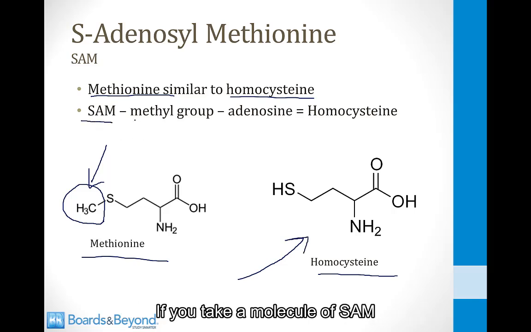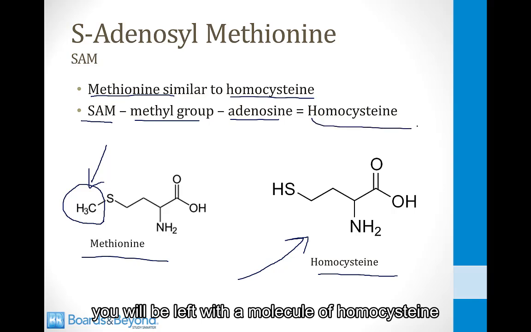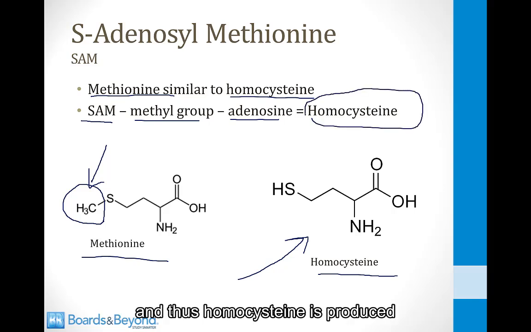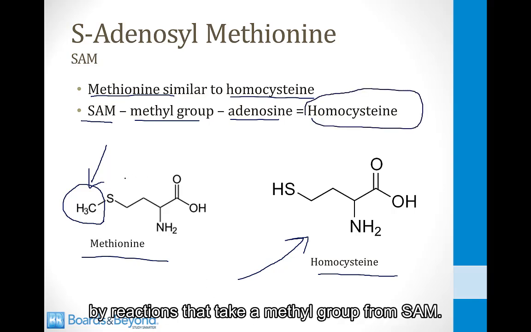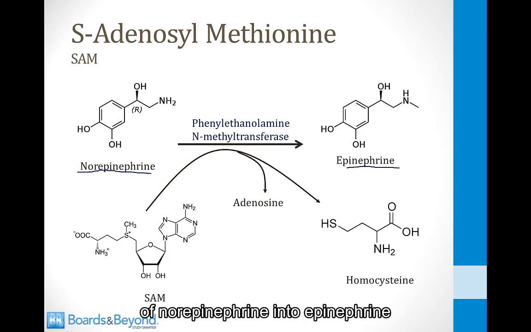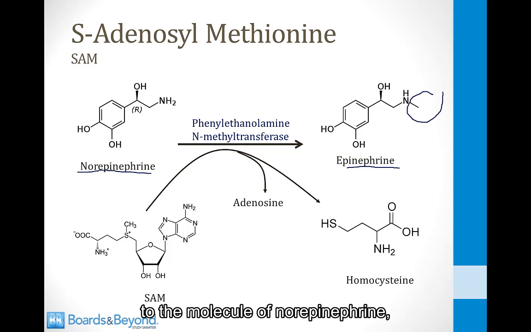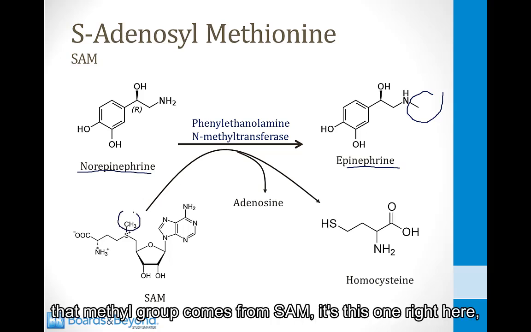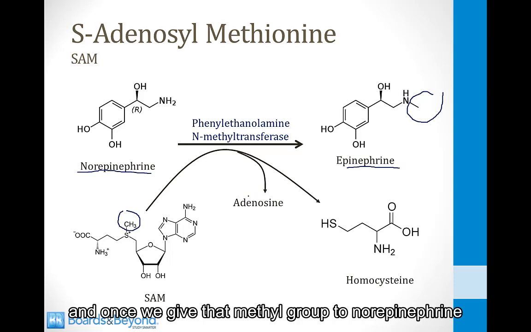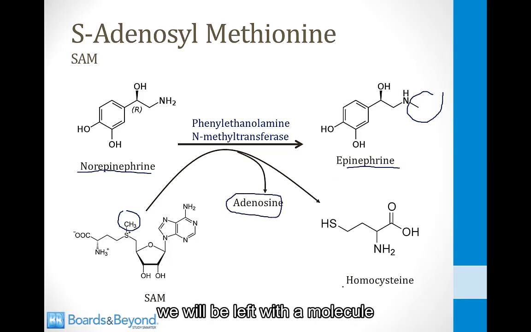If you take a molecule of SAM and you remove the methyl group and then you remove the adenosine nucleoside, you will be left with a molecule of homocysteine, and thus homocysteine is produced by reactions that take a methyl group from SAM. So putting it all together, if we go back to our conversion of norepinephrine into epinephrine, which involves addition of this methyl group to the molecule of norepinephrine, that methyl group comes from SAM. It's this one right here. And once we give that methyl group to norepinephrine and synthesize epinephrine and we remove adenosine, we will be left with a molecule of the amino acid homocysteine.